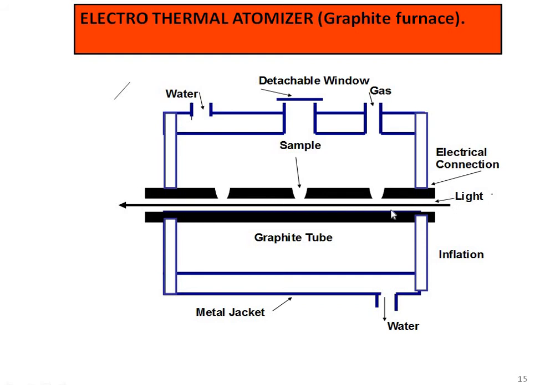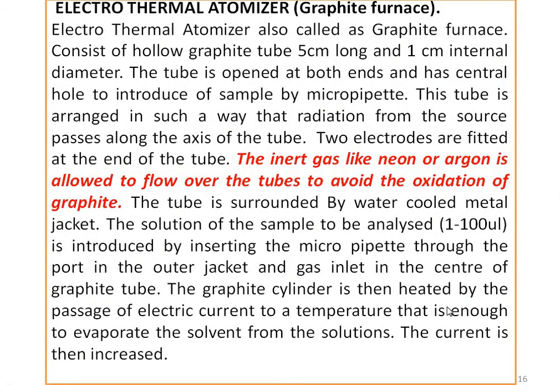Two electrodes are fitted at the end of the tube. An inert gas like neon or argon is allowed to flow over the tube to avoid the oxidation of the graphite. The tube is surrounded by a water cooled metal jacket. The solution of the sample to be analyzed is introduced by inserting the micropipette through the port in the outer jacket and the gas inlet in the center of the graphite tube.